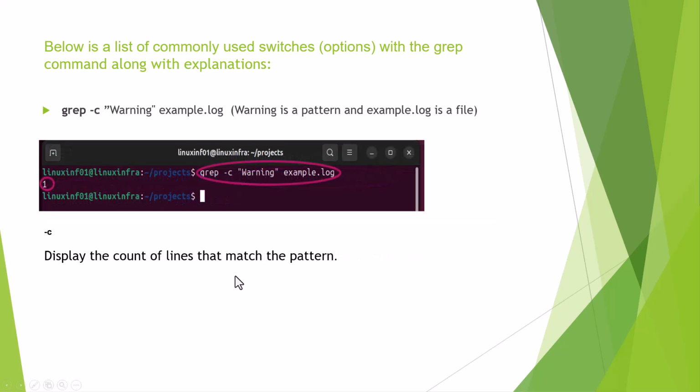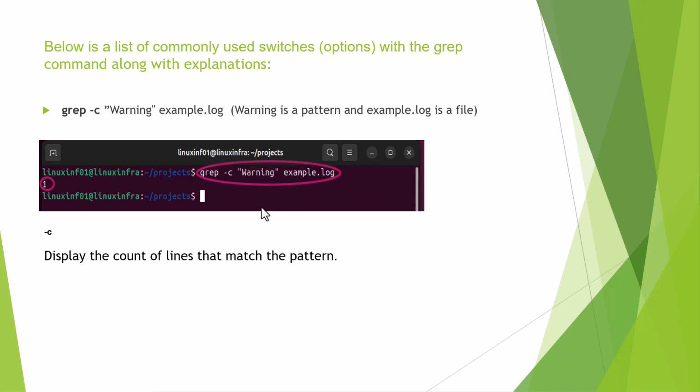Next is grep -c, and this is the pattern, and this is the file name, and this will display the count of lines that match the pattern. Suppose there are 10 or 100 lines and you just want to know how many lines have this warning pattern, so you can use grep with the -c switch. This will display the count of lines that match the pattern.